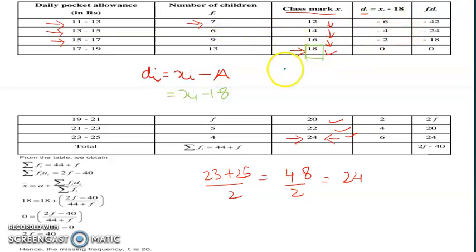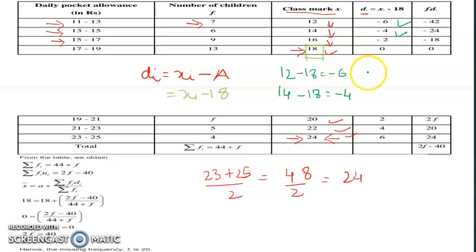Clear, students? So 12 minus 18 is how much? Minus 6. So I have written here minus 6. You have to do this for all the entries. 14 minus 18 is how much, students? Minus 4. So I have written here minus 4. This is the way the table has to be made.